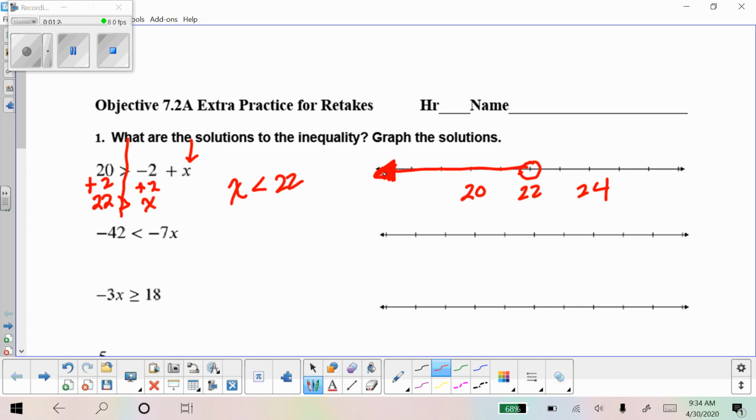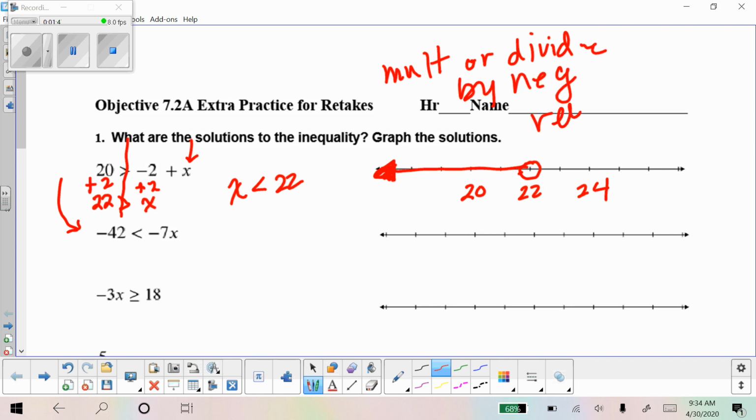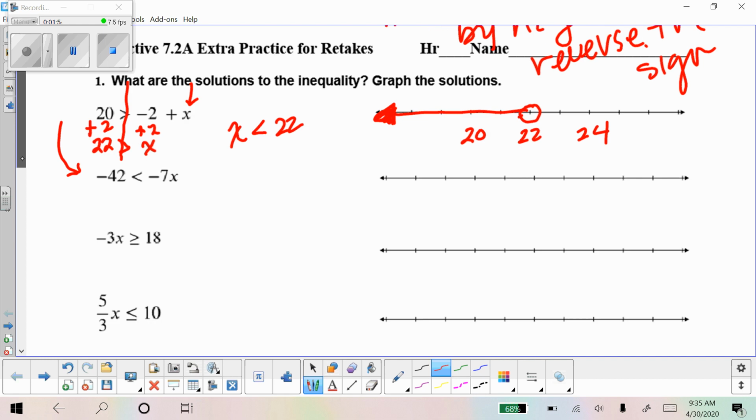All right, one little reminder, make sure you're listening to this. On the next problem, the inequality symbol is going to reverse because you need to divide by a negative. When you need to multiply or divide by a negative, you have to reverse the sign. All right, let's move on here.